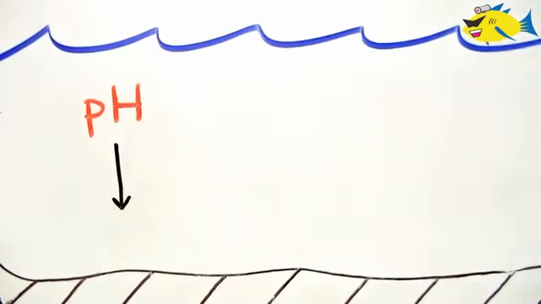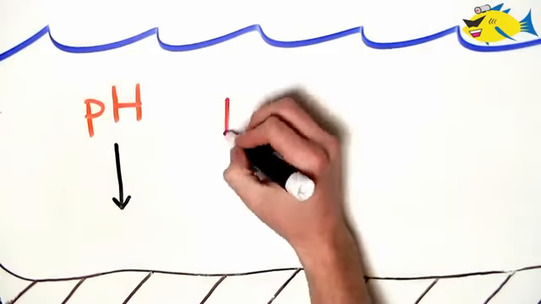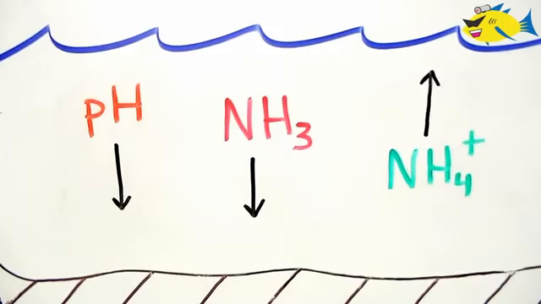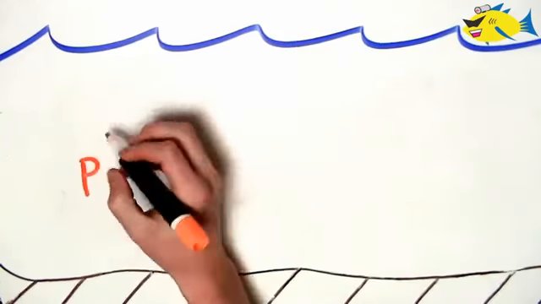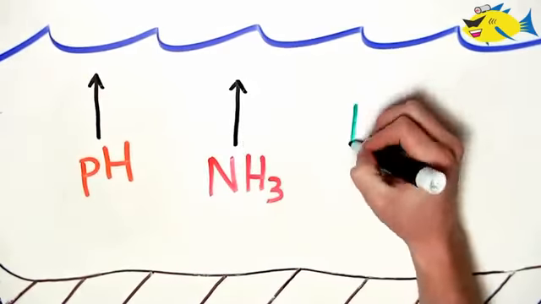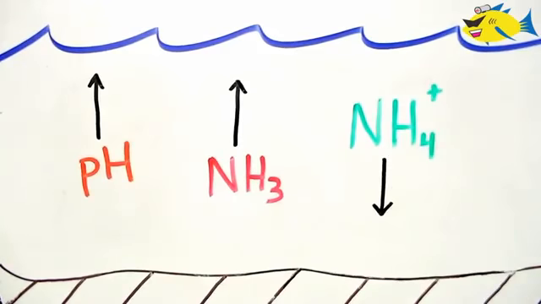To review, as the pH of our aquarium decreases, so does the relative amount of ammonia. This in turn increases the amount in the ammonium form. As the pH of our aquarium increases, the opposite effect occurs. Ammonia increases and ammonium decreases.